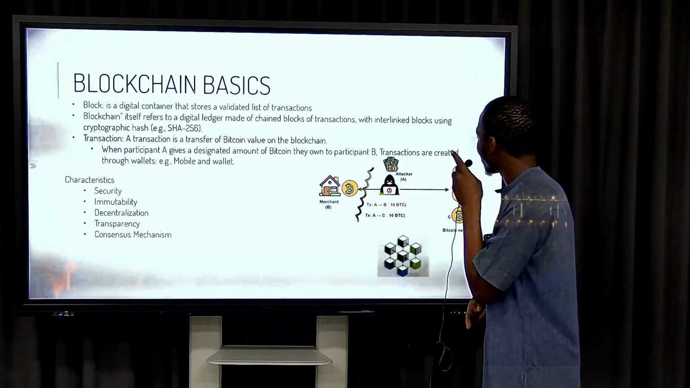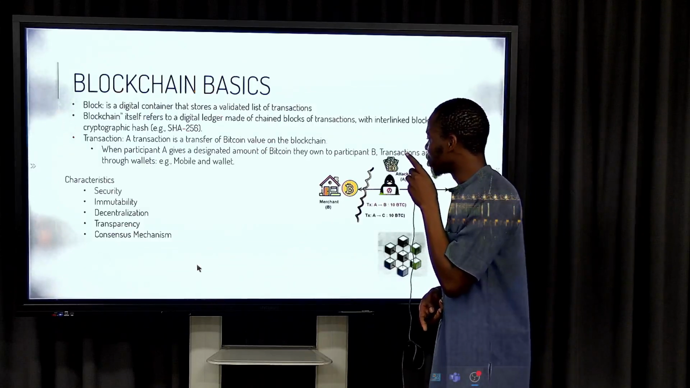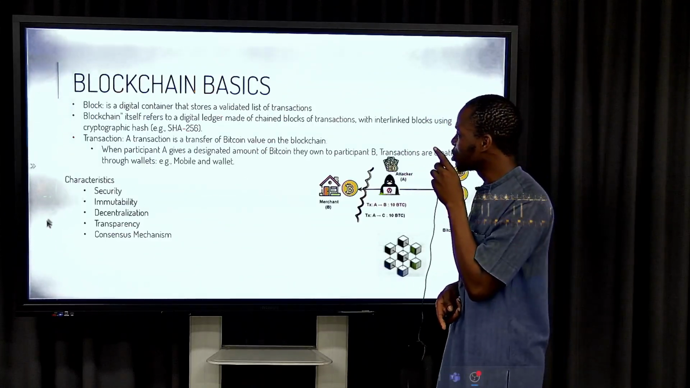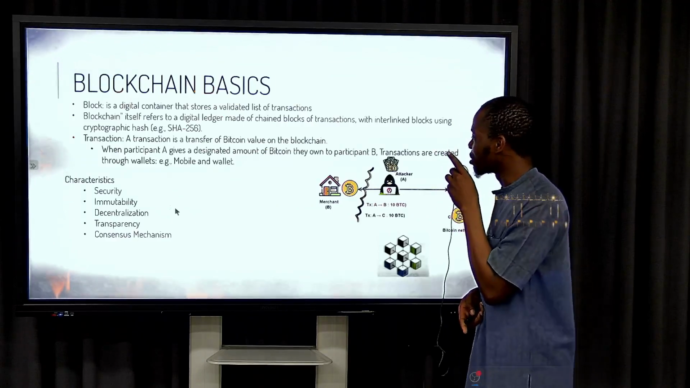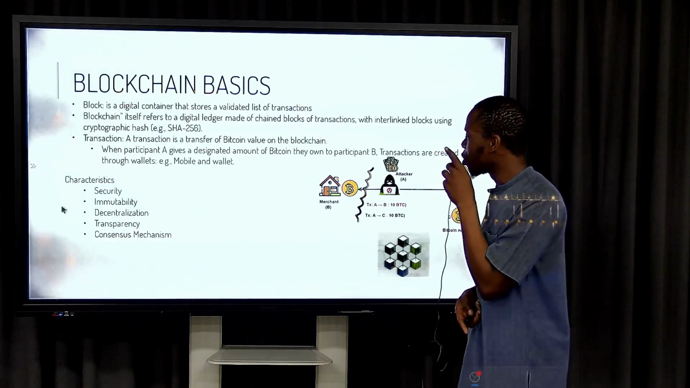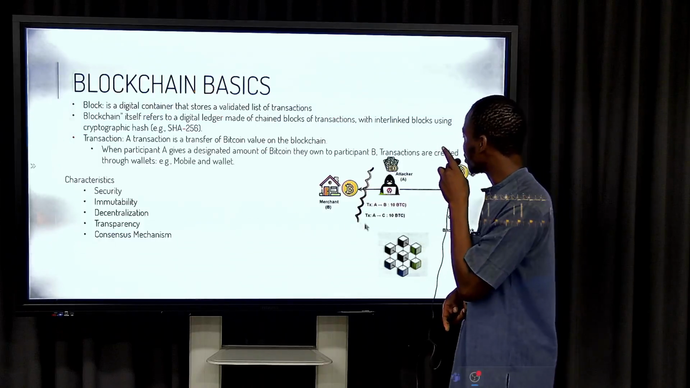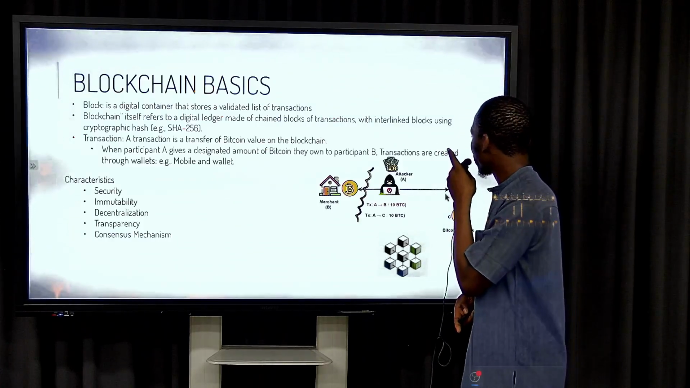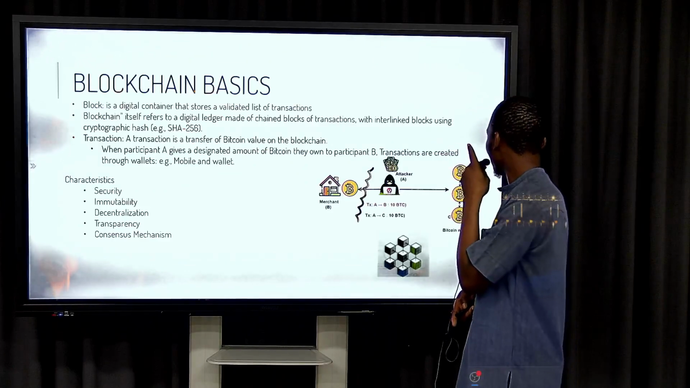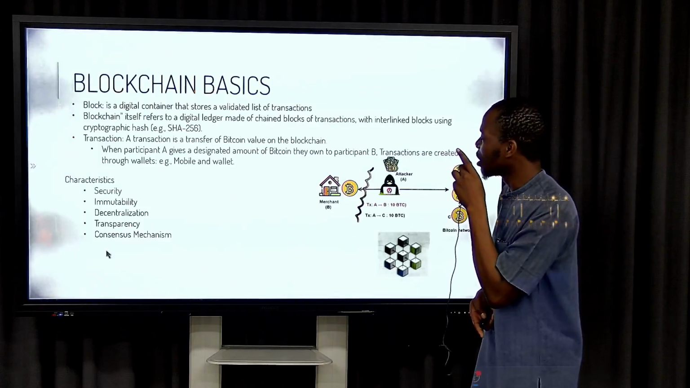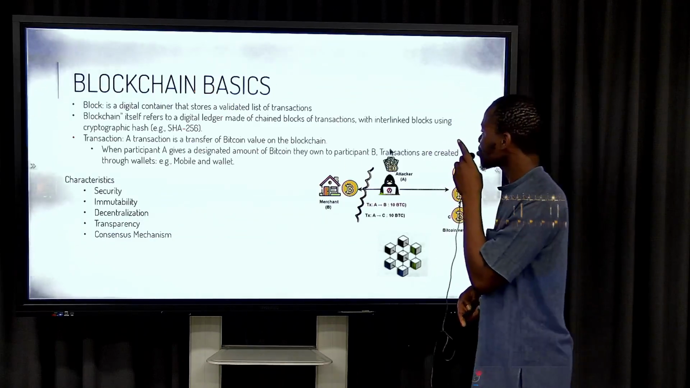Decentralization means anybody can take action on the network. It's not managed by a single person. Nobody is managing it. It's not owned by someone. Transparency: node A can see what node B is sharing on the network. Node B can see what node C is sharing on the network. And lastly is the consensus mechanism.